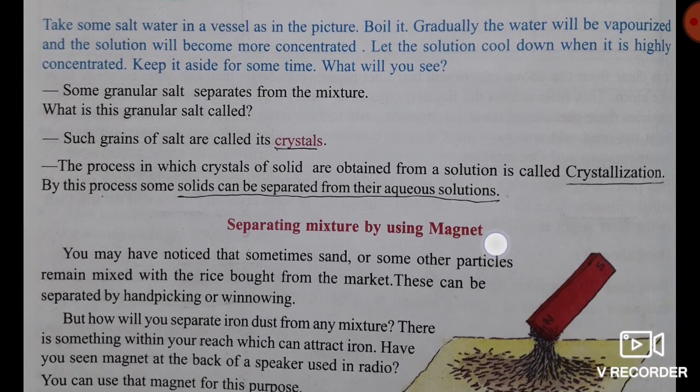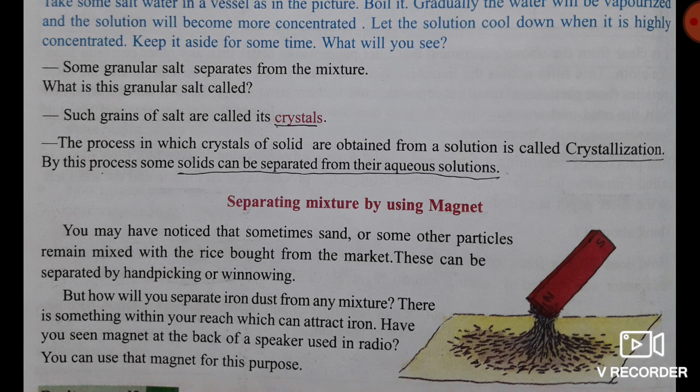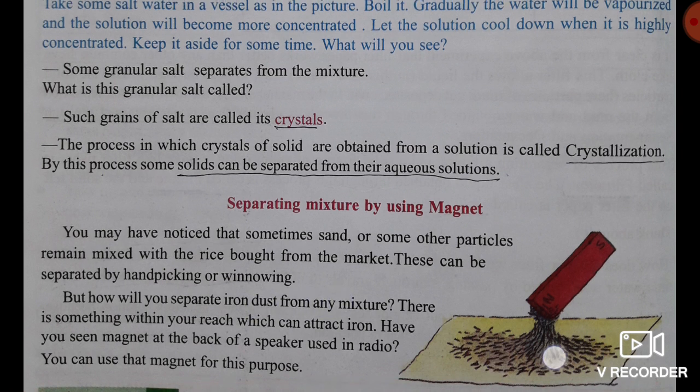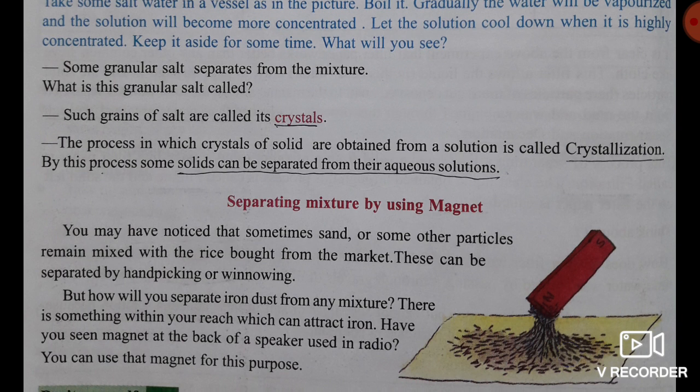And the last, if you want to separate iron dust from any mixture, if there are so many iron pieces there, then what is the process? If we bring a magnet in front of the dust, we will see all the iron gets attracted towards the magnet, leaving behind the dust. So in this way we can separate iron from its mixture.